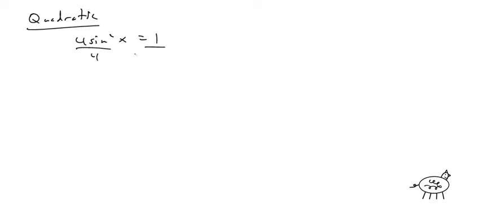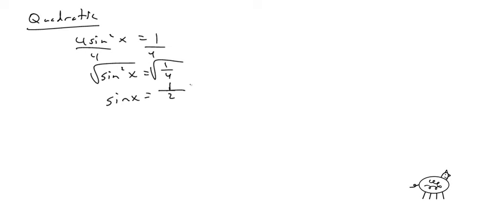All right. Let's try a quadratic. So we're going to have 4 sine squared of x equals 1. Okay, well, let's solve for sine squared of x. Divide by 4. So sine squared of x equals 1/4. And then take the square root of both sides, so I get sine of x equals 1/2. Oops, 1/2. Okay, you guys agree with that?